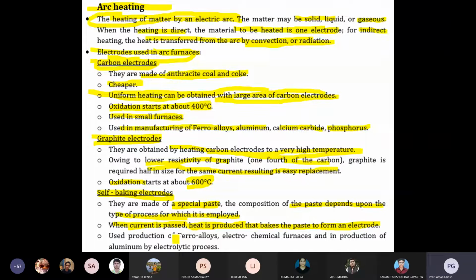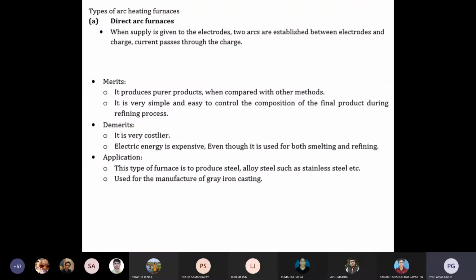They are used in the production of ferroalloys, in electrochemical furnaces, and in the production of aluminium by the electrolytic process. So you can understand what the electrodes for arc heating are. The same kind of thing you can also observe when you read about arc welding, where there are also different types of electrodes we are going to discuss. Carbon electrodes will also be there.